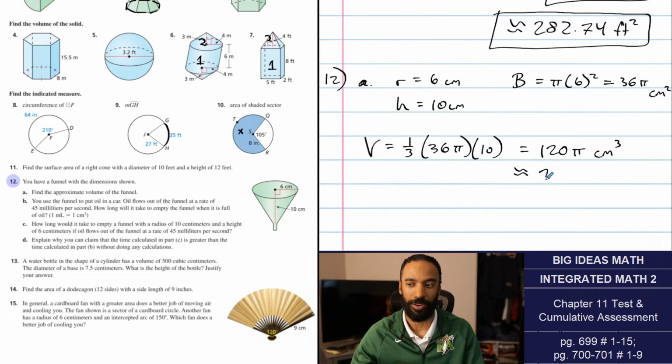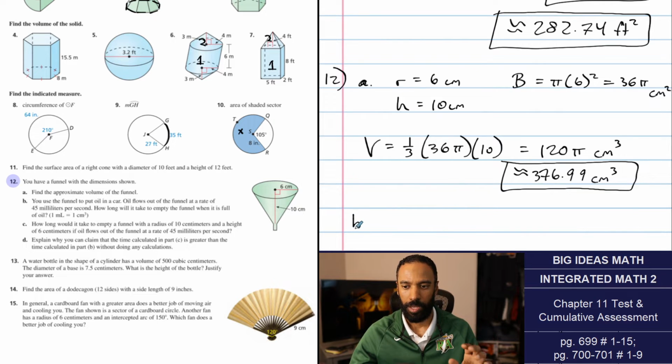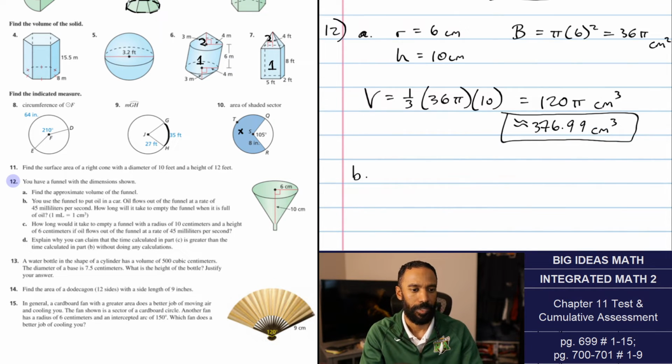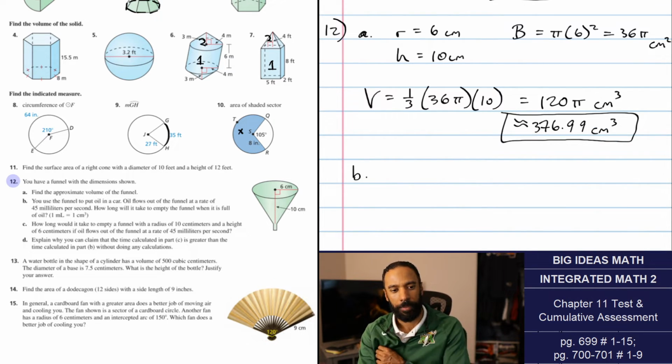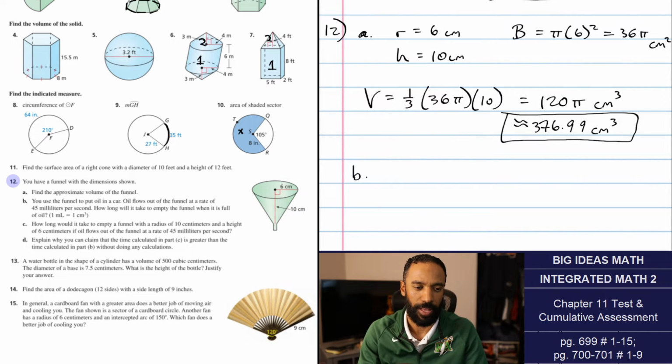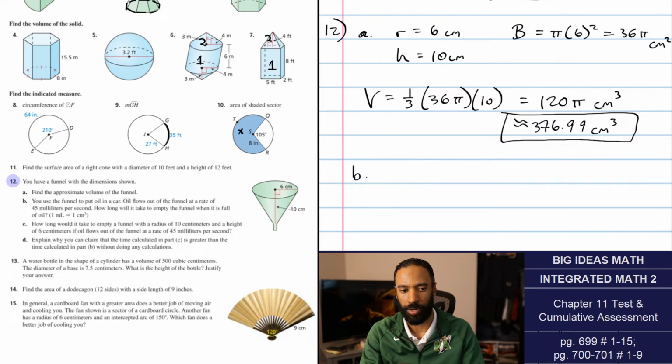376.99, and that is not going to round up. 376.99 cubic centimeters, about. Part B, that's for the funnel. You use the funnel to put oil in a car. Oil flows out of the funnel at a rate of 45 milliliters per second. How long will it take to empty the funnel when it is full of oil?